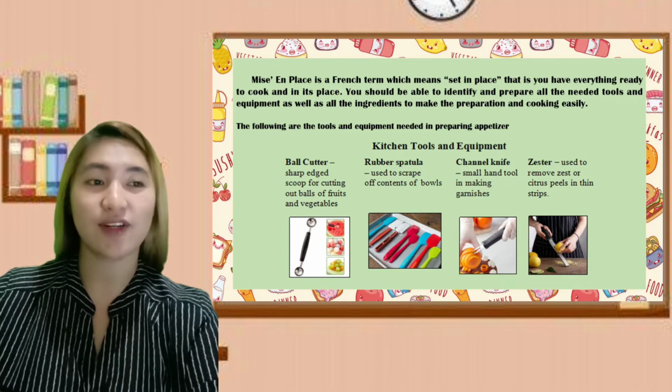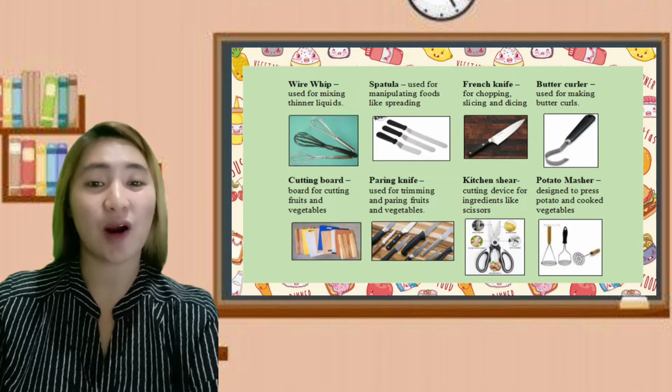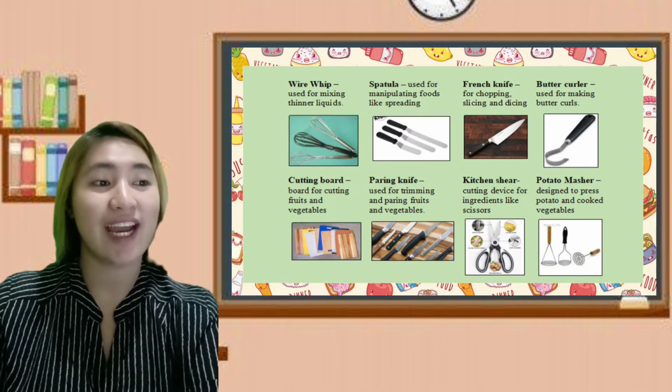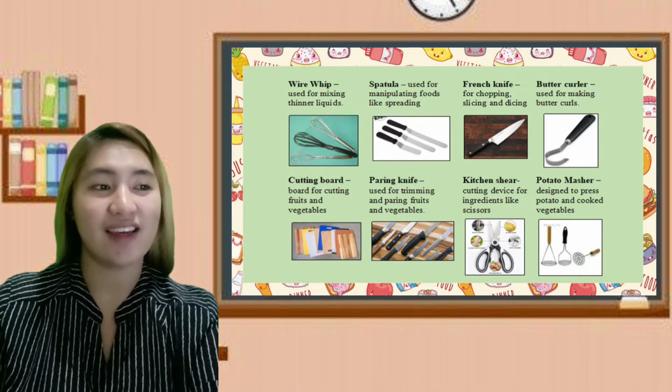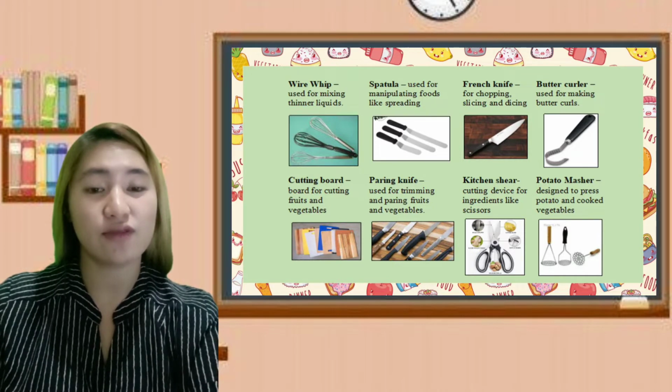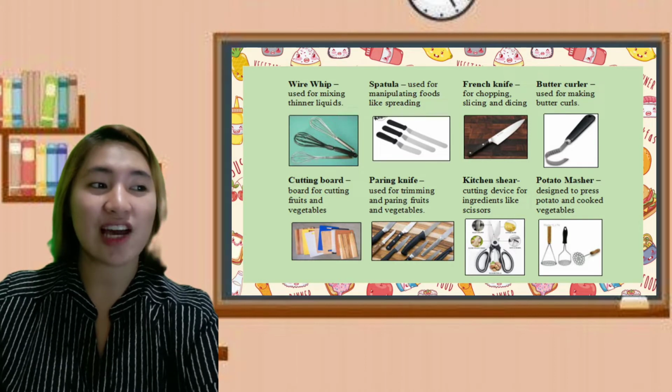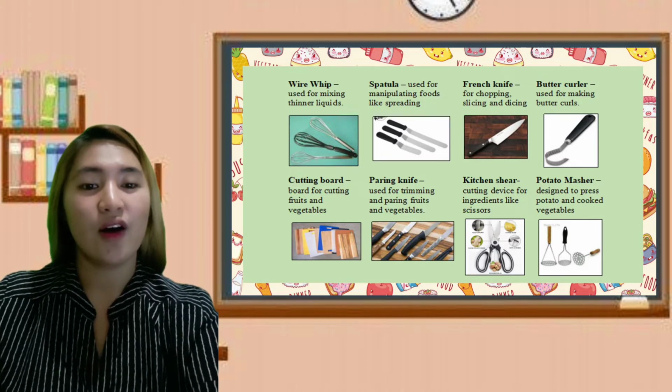Okay, Mr. Gilbert, wire whip. Okay, wire whip is used for whipping thinner liquids. Okay, Mr. Henry, how about spatula? Okay, spatula is used for spreading. Okay, Miss Lilia, how about French knife? Okay, French knife is used for chopping, slicing, and dicing.